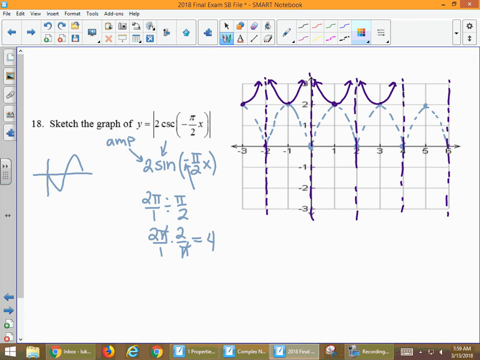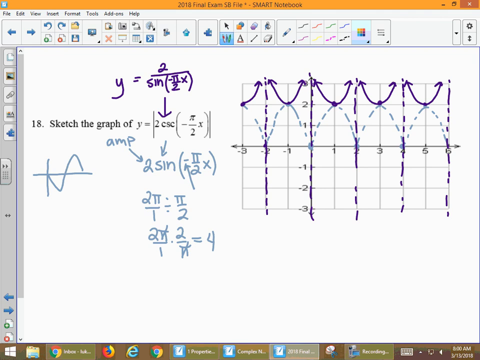And this you can also check on your calculator. Maybe easier to check the sine version than the cosecant version. But again, to get 2 cosecant of negative pi over 2x, let's put 2 over sine of negative pi over 2x on your calculator. Y or f of x, depending on if you have an Inspire or an 84.